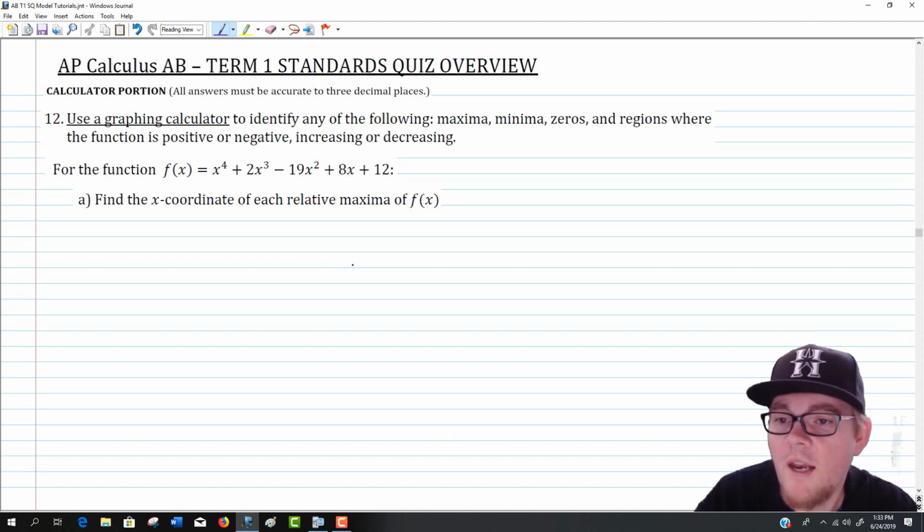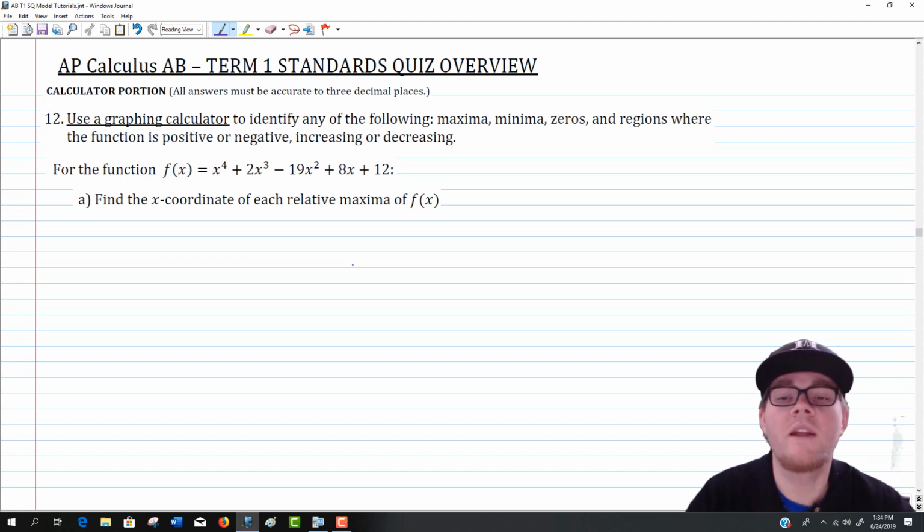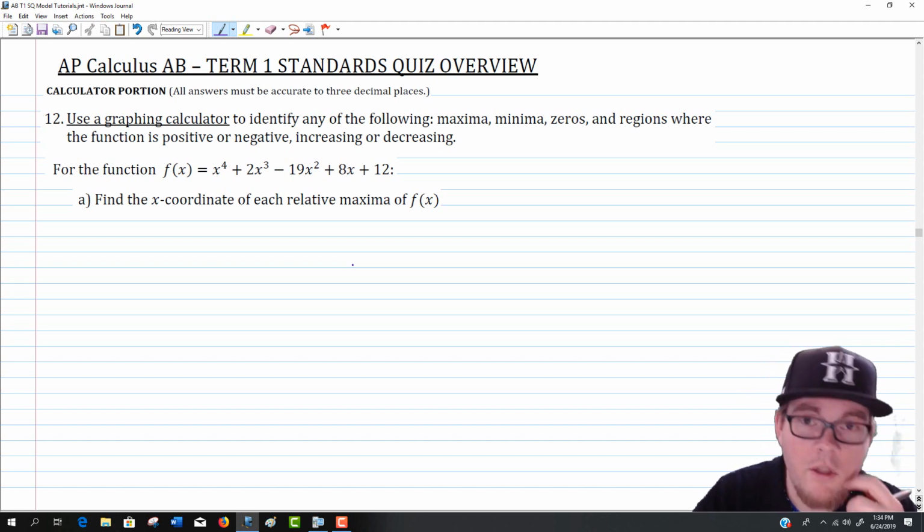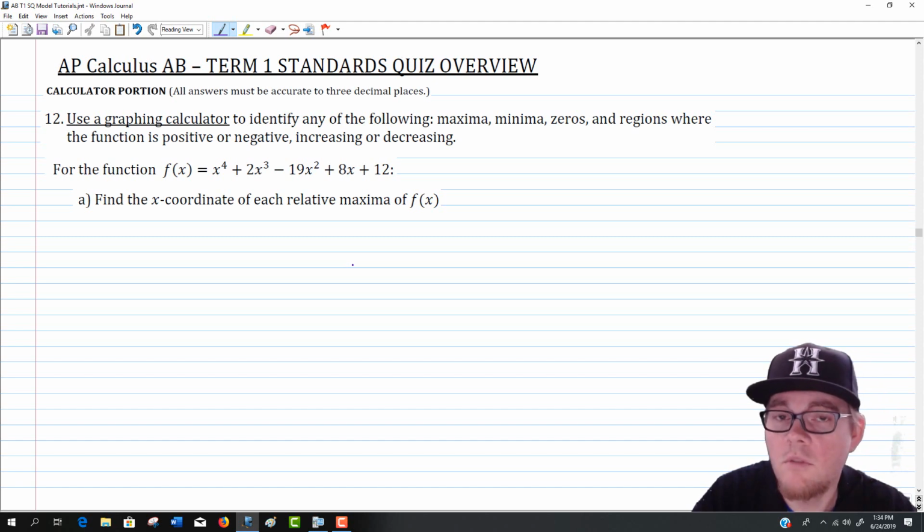So for this function, we've got a degree 4 positive quartic polynomial, and the first thing we're asked to do is to find the x-coordinate of each relative maximum of f of x. So we're looking for relative maximum, or maxima. We know that relative maxima are where the graph changes from increasing to decreasing, so we're going to be looking for places where that happens on the actual graph.